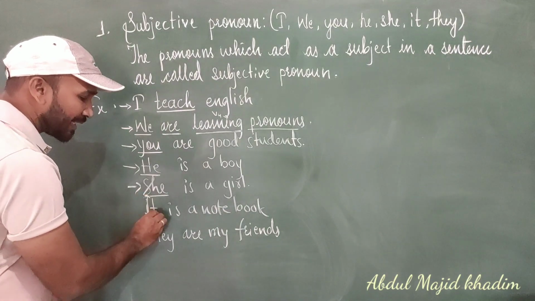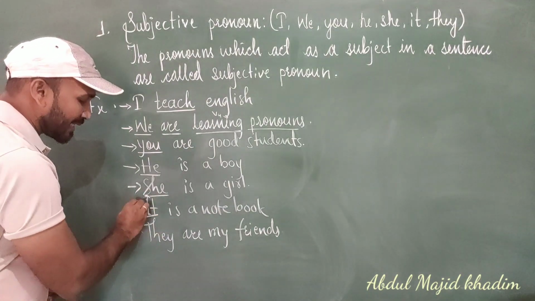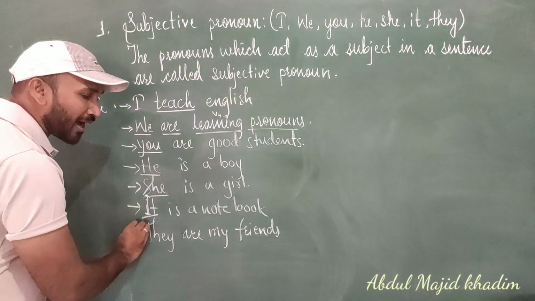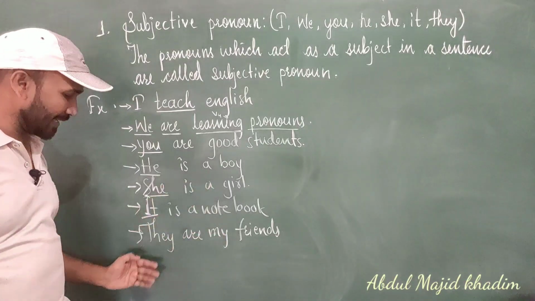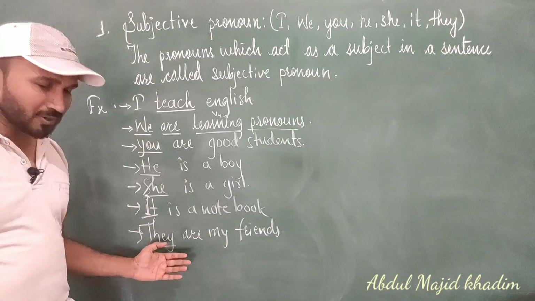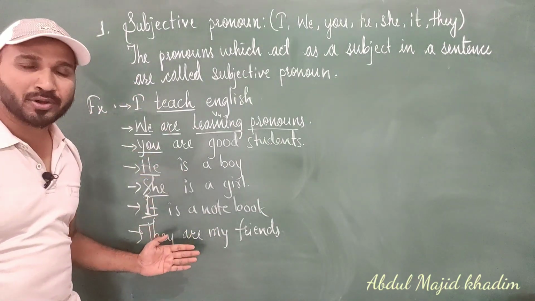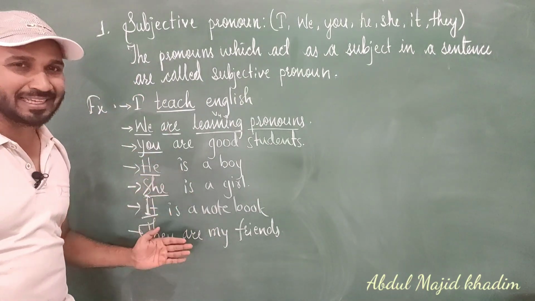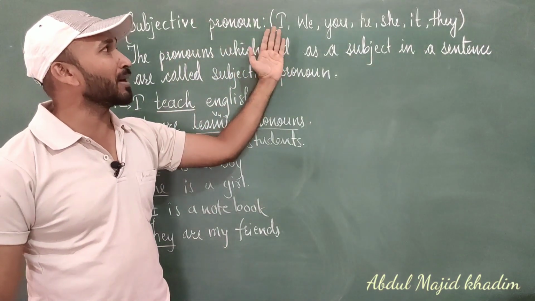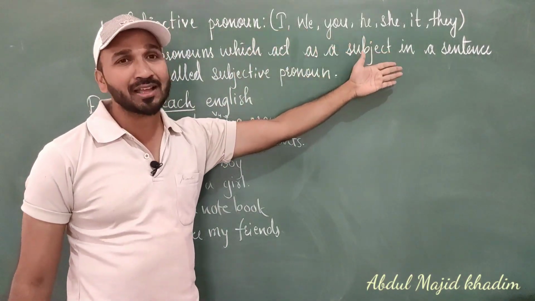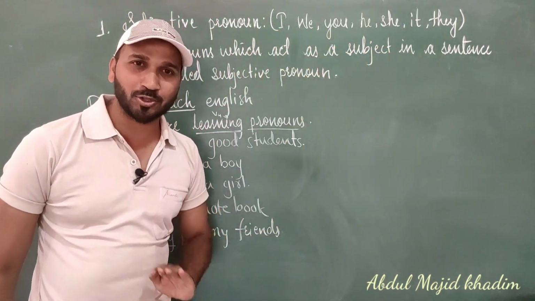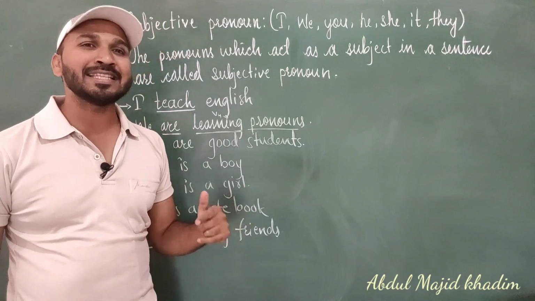So what is the subject? It is the subject here. So this is also a subjective pronoun. They are my friends. So they is the subject here because they are the friends. So this is the subjective pronoun of English. So you always keep in your mind that I, you, he, she, it and they. These are the subjective pronouns. We will see the next one.